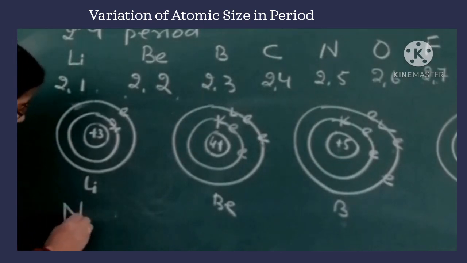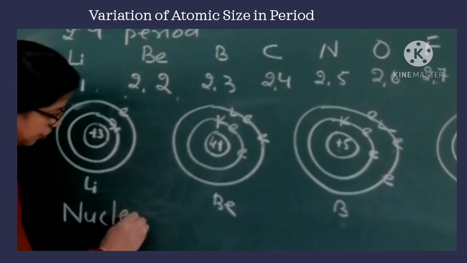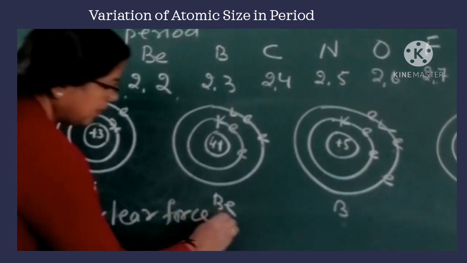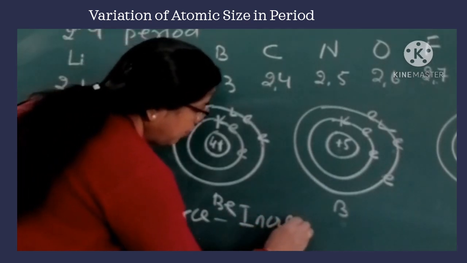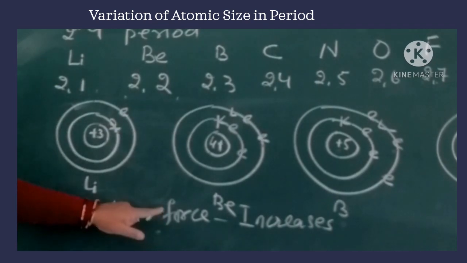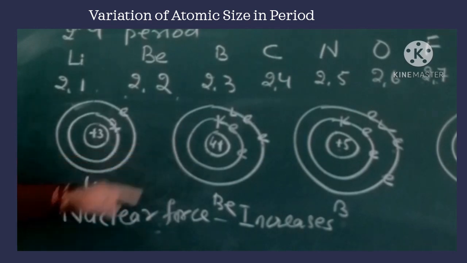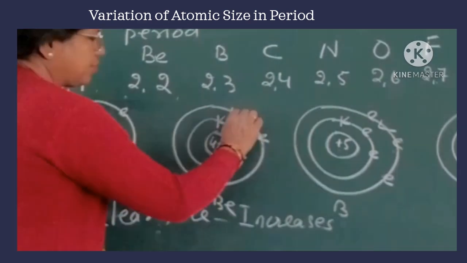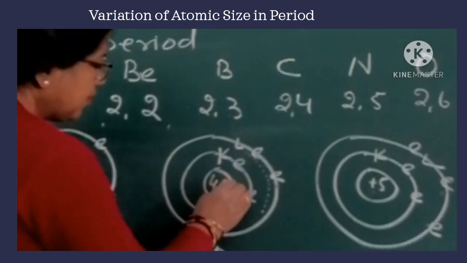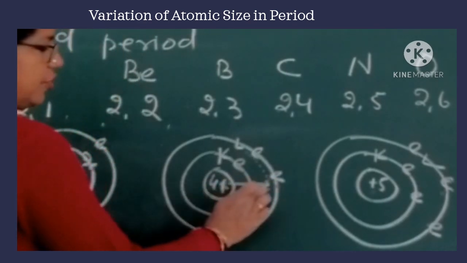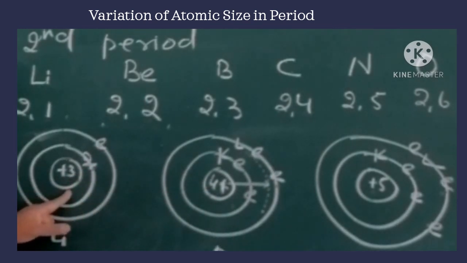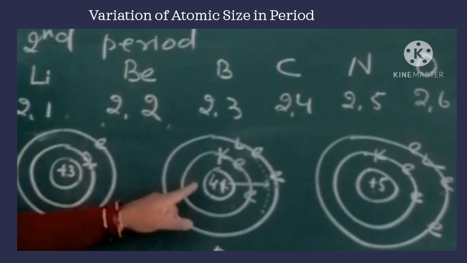What can you think about the nuclear force? Will it increase or decrease across the period? The nuclear force increases. On moving from left to right across the period, the nuclear force increases. This increase in the nuclear force causes the valence shell electrons to come a little bit closer. And hence, the distance between the center of the nucleus and the valence shell is less than the previous one. That means lithium's size is bigger than beryllium's.